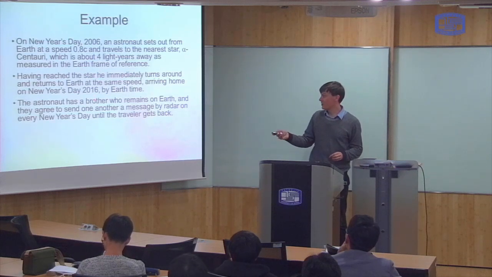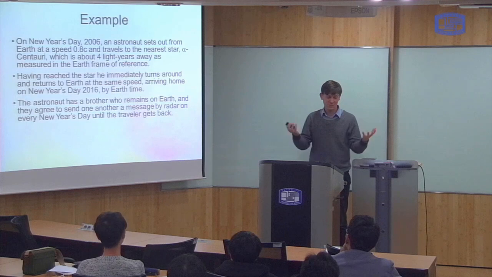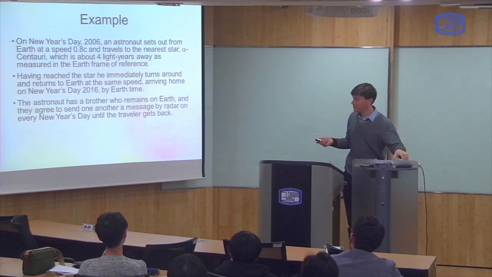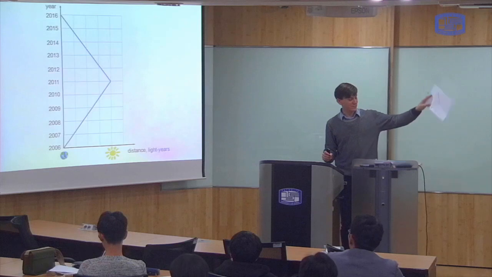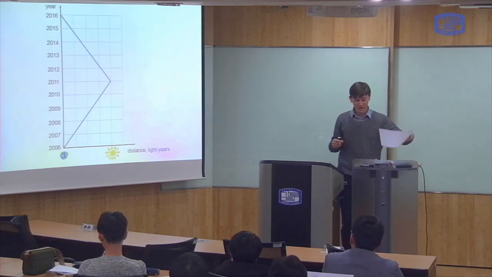Okay. So we assume he's got a brother who remains on the Earth, and then they send each other a signal once a year as measured in their own time frame. Okay. So that's the problem. On the next slide, there is a space-time diagram of this, which I've given you a handout of. Okay, so if this isn't clear, you can look at your handout instead.